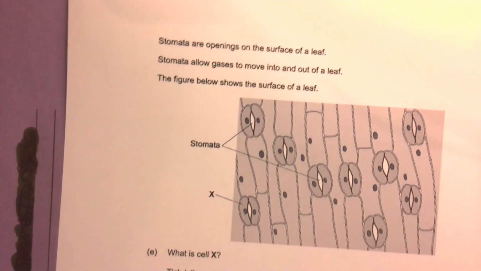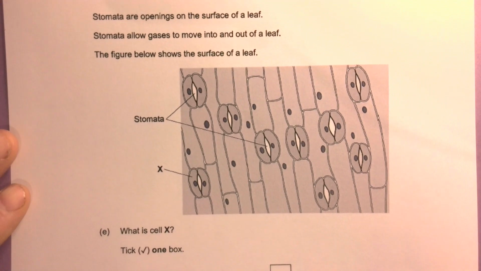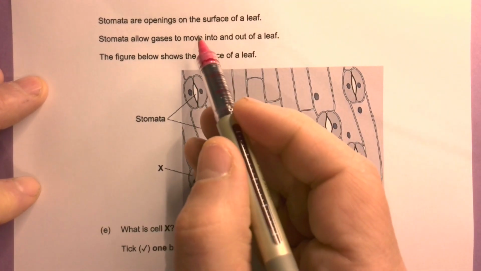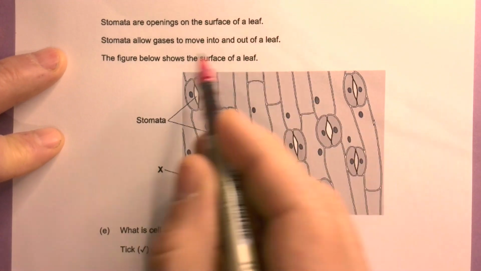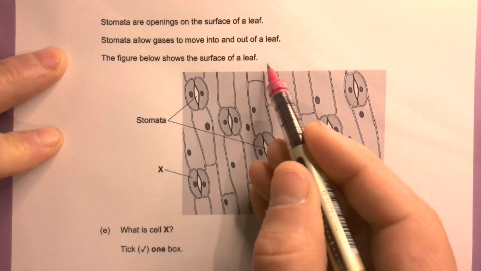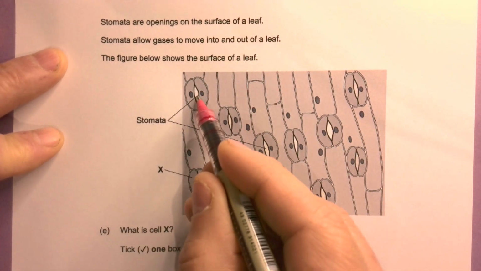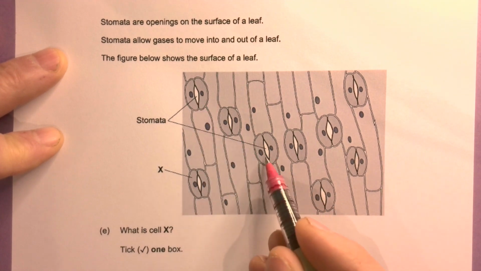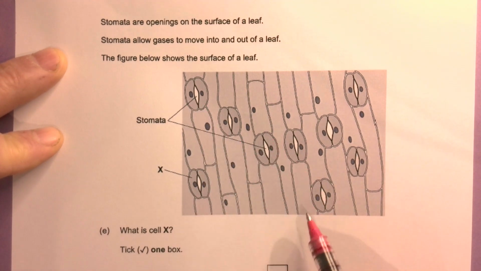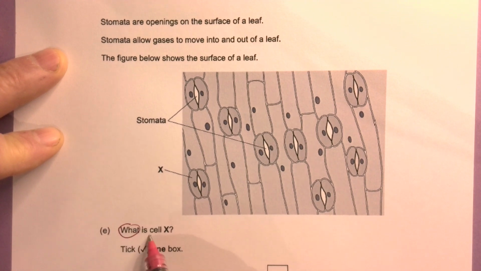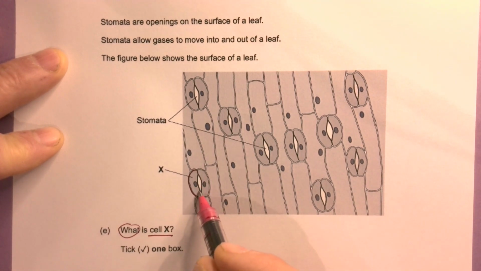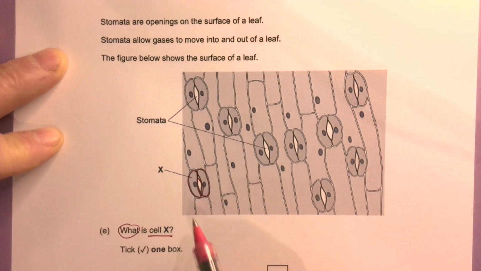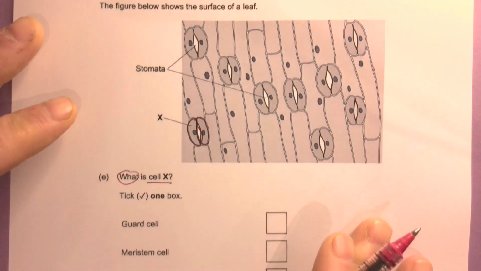Okay, part E. Stomata are openings on the surface of a leaf. Stomata allow gases to move into and out of a leaf. The figure below shows the surface of a leaf. And you can see here are the stomata, the openings. Okay, and there are these cells around the outside. What is cell X? Well, cell X is there, and there are 2 of them, and they guard each side of that stomata.